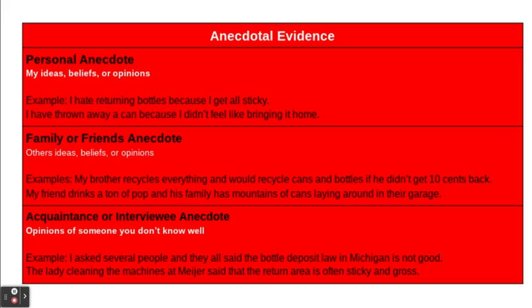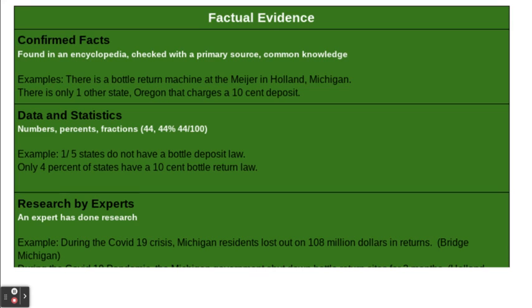Yes, some of this information is good, anecdotal evidence that you get sticky, that it's kind of a pain, that you have all these bottles sitting around in your garage, but that's not really going to make your argument really convincing. You want to have factual evidence. So as we go through this argument unit and you're evaluating arguments and beginning to write arguments, make sure you're focusing on factual evidence.